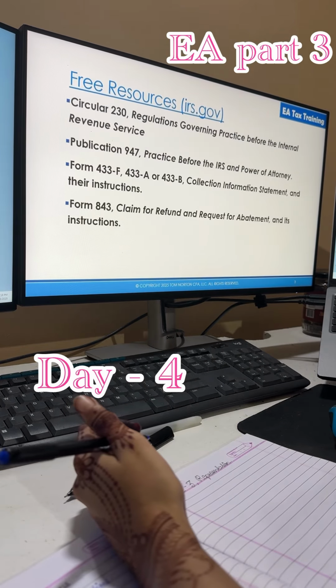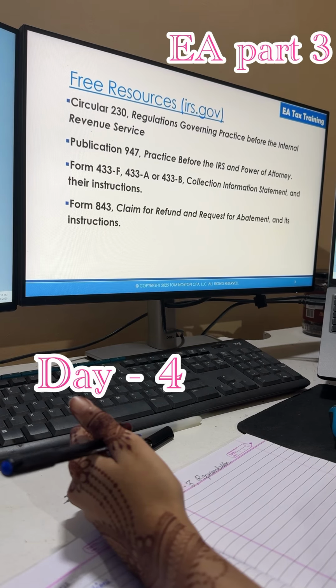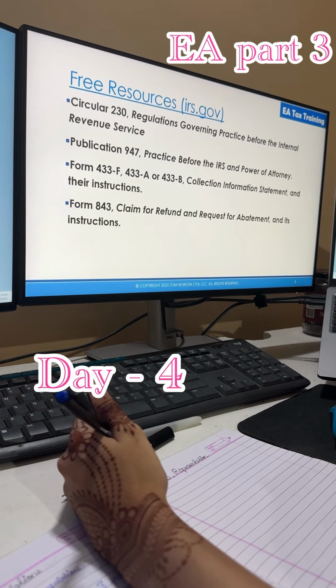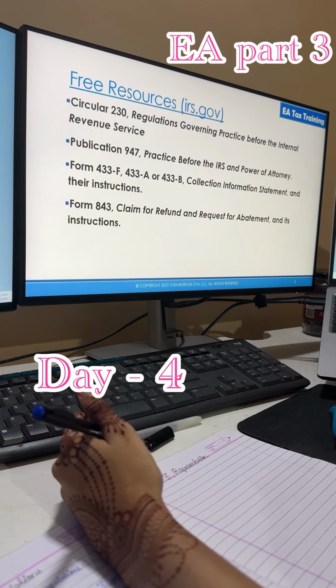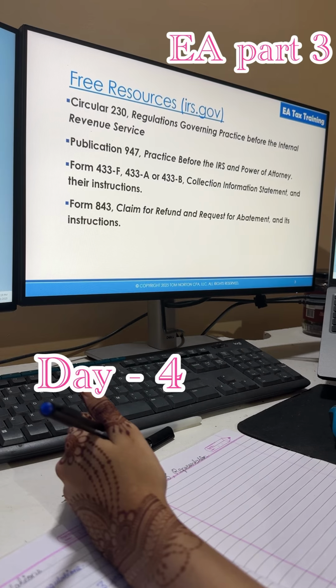Our free resources from irs.gov, the first two you are already familiar with, Circular 230 and Publication 947. We've got a couple of forms also for this one, the 433 series of forms. Those are the collection information statements along with their instructions. And then Form 843 along with its instructions. I recommend all of those.